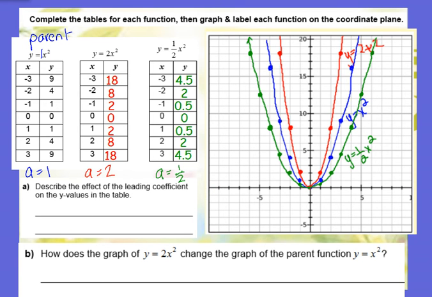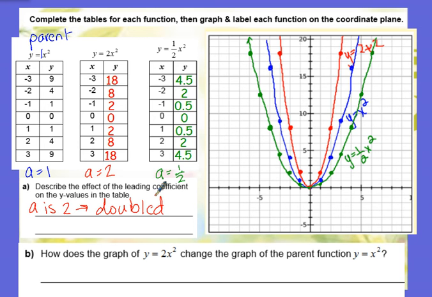So letter A says to describe the effect of the leading coefficient on the y values. So we're not talking about the graph just yet, we just want to focus on our y values. So let's say here that when a is 2, how did the y values, these guys, how did they change from the parent? So from 9 to 18, 4 to 8, 1 to 2. I'm hoping that you've noticed that the y values doubled. So we'll just write that they doubled here.